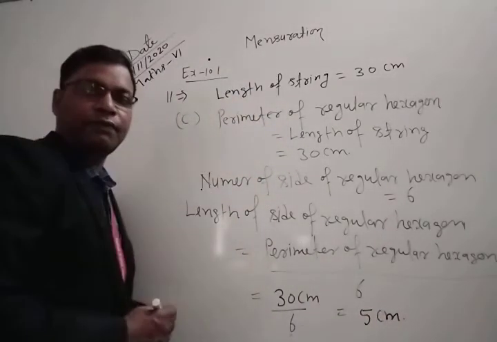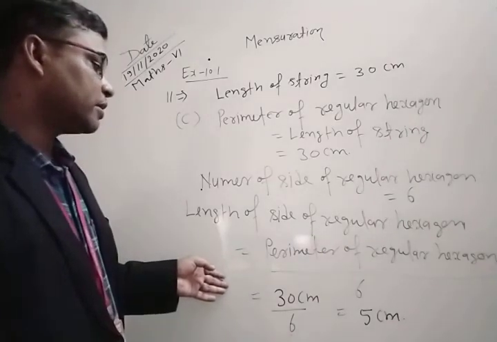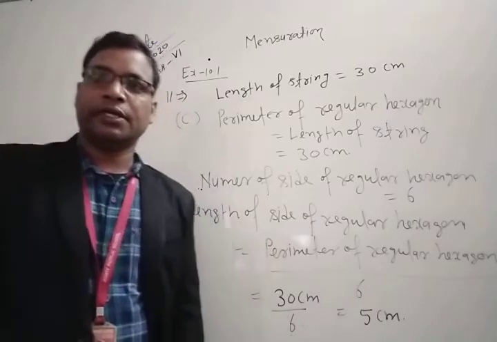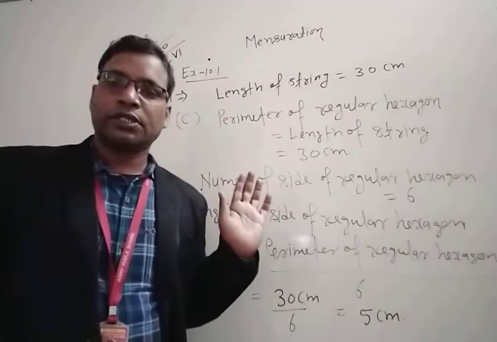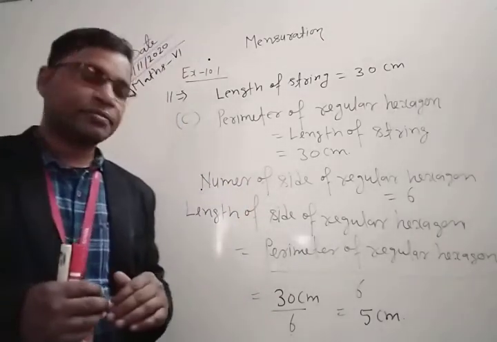Then you obtain 5 centimeters. So you can see here the side length of the regular hexagon is equal to 5 centimeters. So in this way we completely solve this question. Okay, question number 11. I want to repeat this question again.